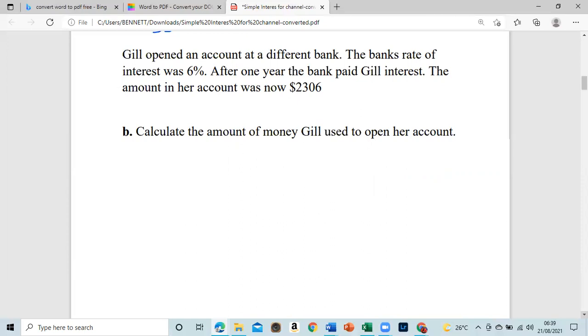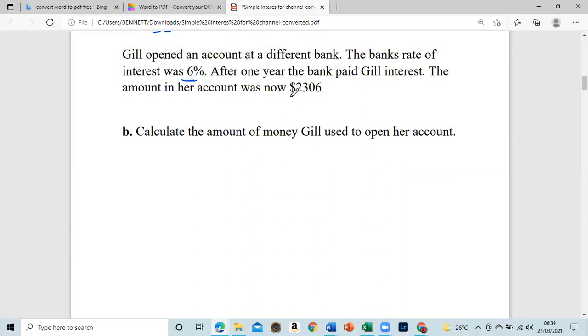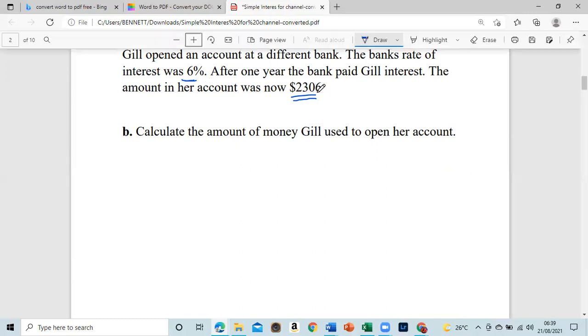All right, so they gave us the percentage rate and they gave us the amount she received. So we have to find out the initial investment, all right? So let's go. So we know that, how did they get this? They found 6% of the initial amount and added it to this, right?